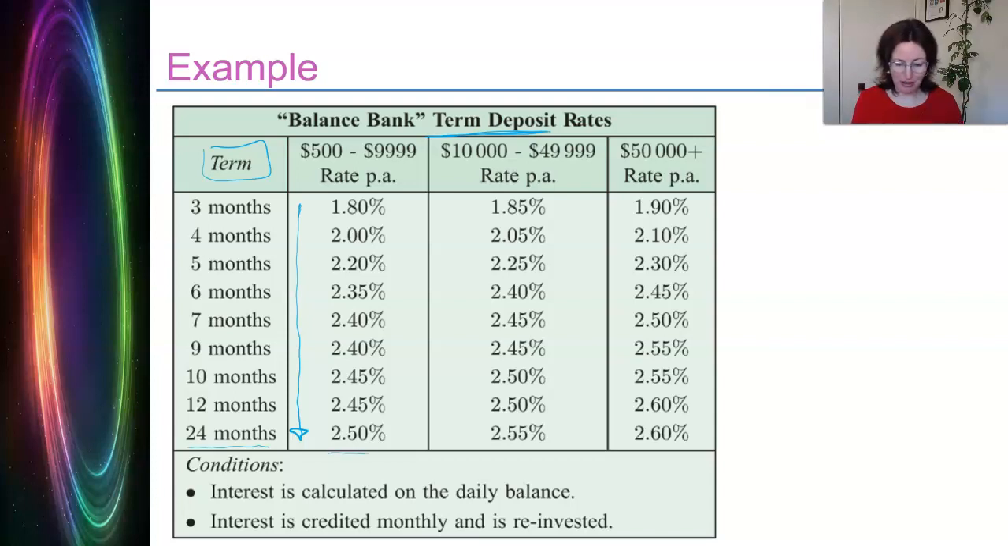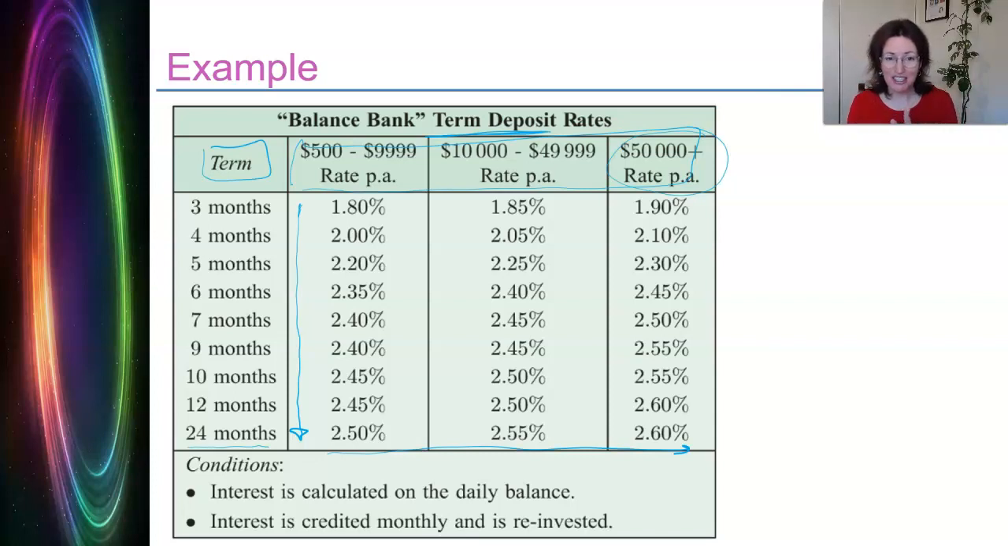And what about going across here? You notice that the rate increases as well, and that's got to do with how much you deposit into the bank. As teenagers, it's very unlikely that you're ever going to deposit $50,000, but obviously as you get older as an adult, you might have more funds to put in.